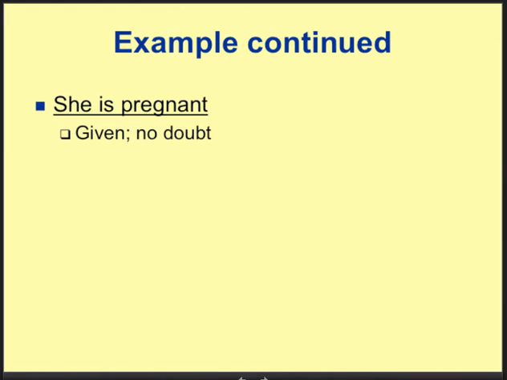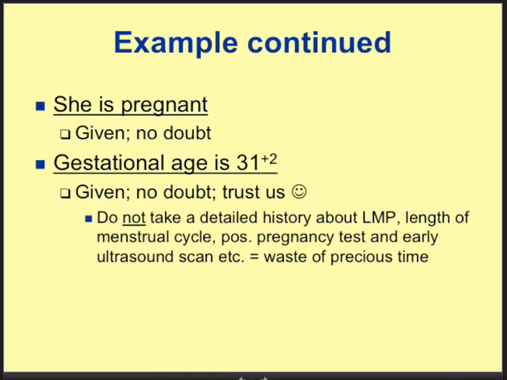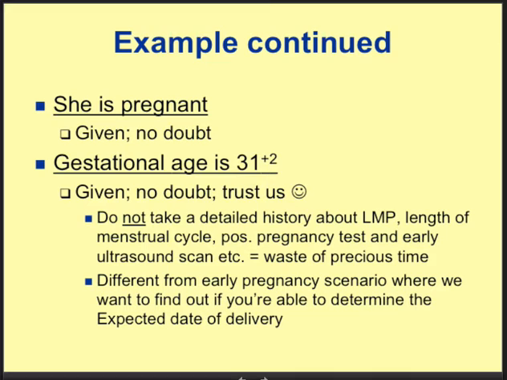The example continues. She is pregnant, that's a given, no doubt about it. The same applies to the gestational age of 31 plus 2. It's a given, trust us. What was given as well is that you should not take a detailed history about her last menstrual period, her menarche, her length of menstrual cycle, when the positive pregnancy test appeared, her early ultrasound scan, etc. All these questions are a waste of precious time in this scenario. However, that's different from an early pregnancy scenario, where we want to find out whether you're able to determine the expected date of delivery, and all the above questions are paramount.